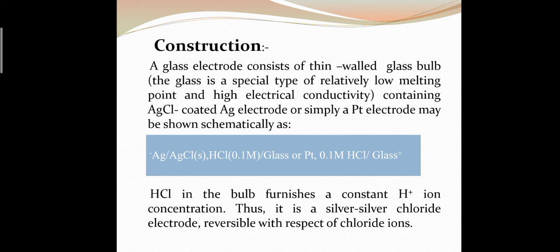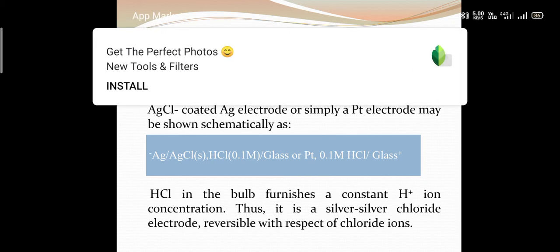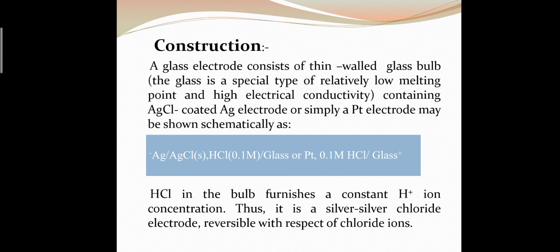At first, the anode portion is shown. Which portion will be acting as the anode? The silver electrode coated with silver chloride, Ag/AgCl, dipped into the 0.1 molar HCl solution. This portion will be acting as the anode, and the other portion that will be acting as the cathode will be your glass or platinum that is dipped in the 0.1 molar HCl solution.